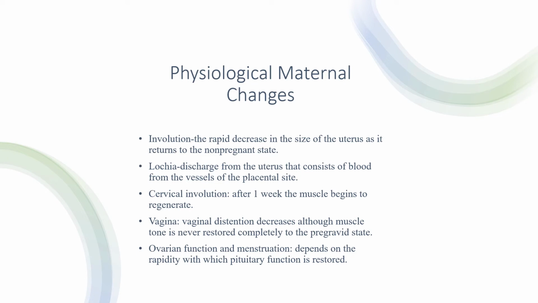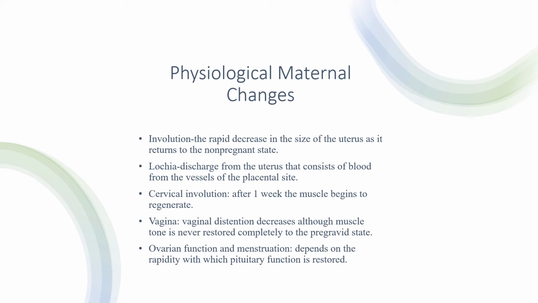Cervical involution: basically after 1 week, the muscle starts to regenerate. Changes to the vagina: your vaginal distension will start decreasing, even though the muscle tone will never be restored to a pre-pregnancy state. And then ovarian function and menstruation.